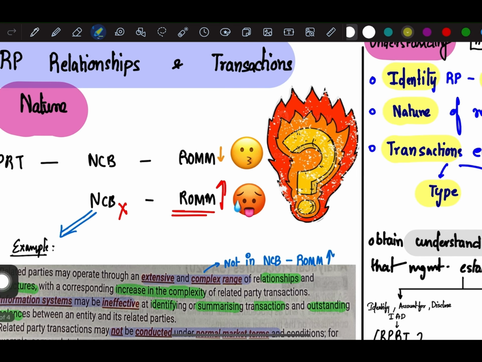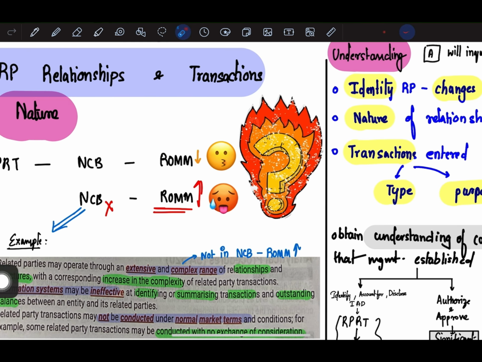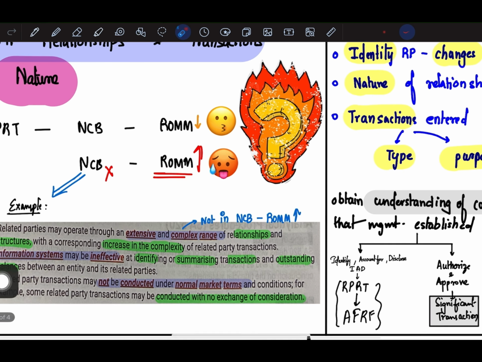Next, we have related party relationships and transactions. Okay, what is the nature? First, if the nature is in the normal course of business, then the risk of material misstatement is low. So you are engaging with the related party in different transactions and they are in the normal course of business, then in that case the risk will be considered as low. But if you're engaging in transactions out of the normal course of business, then in that case the risk of material misstatement will be high. So what are the cases where the transactions are out of the normal course of business and the risk of material misstatement is high?